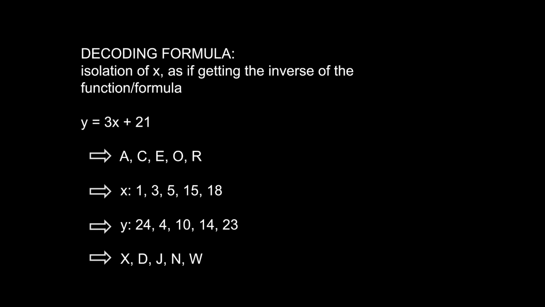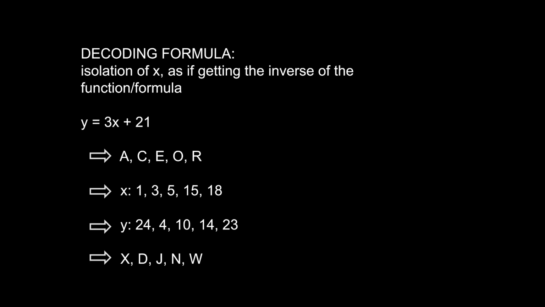We attribute to letter A the representative 1. So if we let x take the value 1 and put it into the formula 3x plus 21, it gives us the y value 24. And then we go to the letter corresponding to 24, which is the letter X. What does that mean for us? That means every time we want to write something using the letter A, we will replace the letter A with the letter X. Maybe another example will help. How about the letter C? The letter C is the third letter in the alphabet.